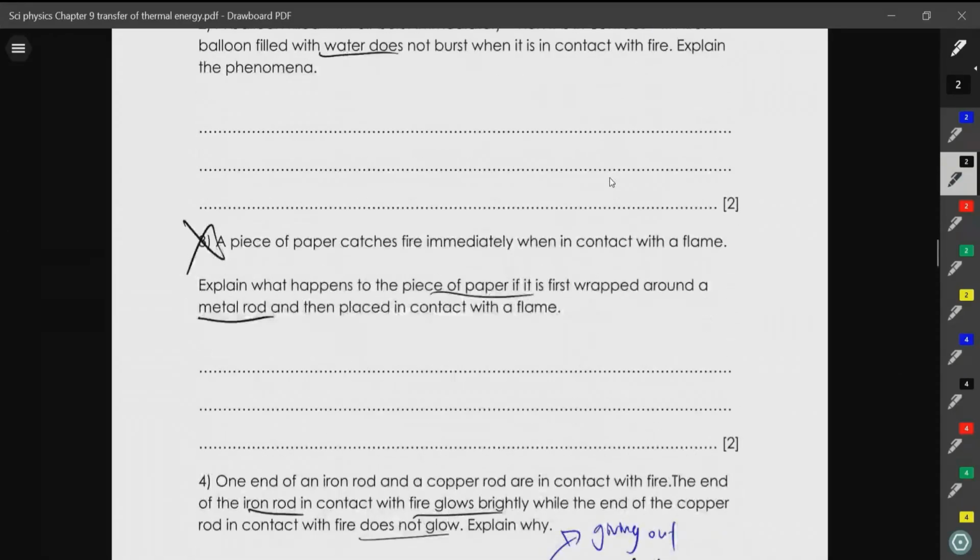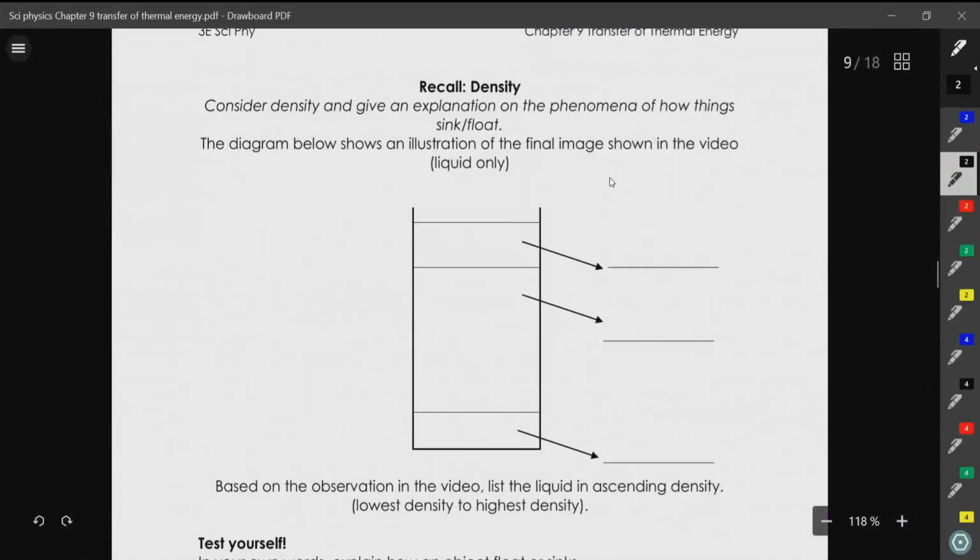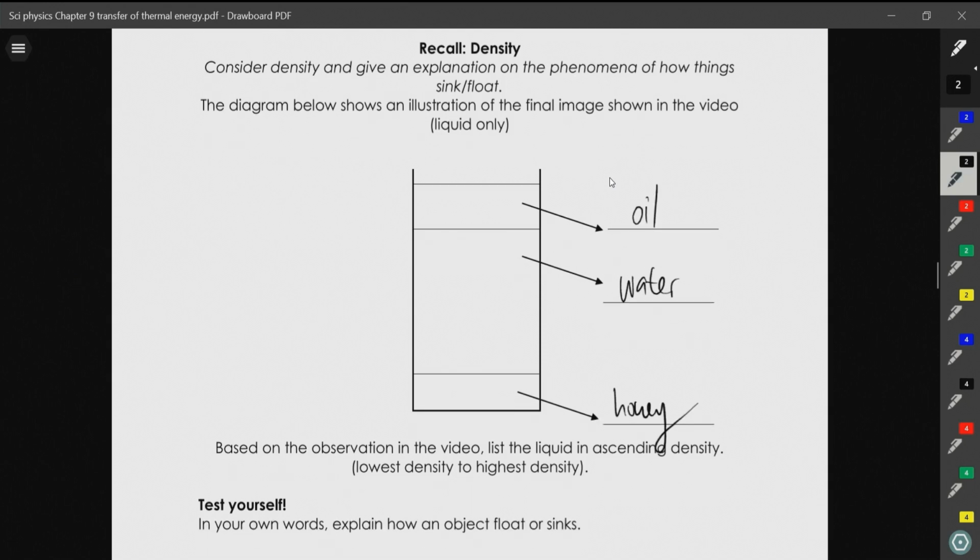Okay, now let's go back to the idea of convection. But before we talk about convection, we need to talk about density. I don't think I'll show you all the video. I think it's pretty straightforward. Let's say I have a mixture of honey, water, and oil. This is how the three liquids will spread themselves out: water, oil, and honey.